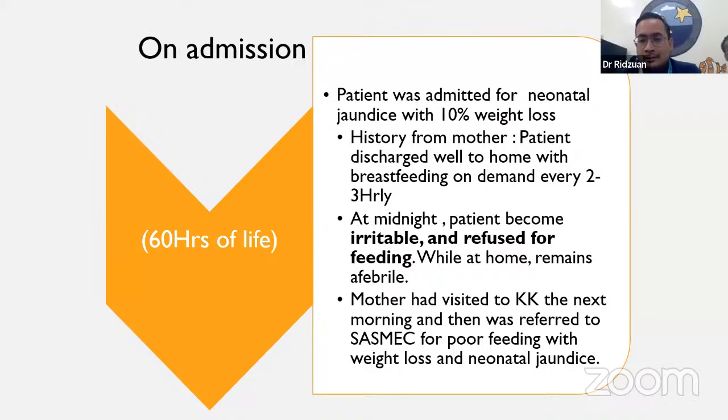At midnight, the patient became irritable and refused feeding. While at home, the patient remained afebrile. The mother visited the klinik kesihatan the next morning and then was referred to SUSMED for poor feeding with weight loss and neonatal jaundice.